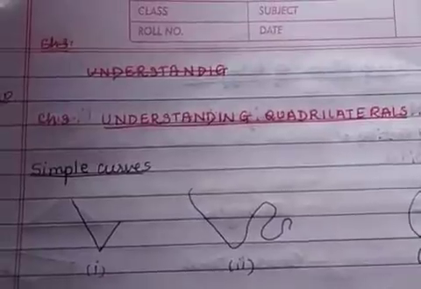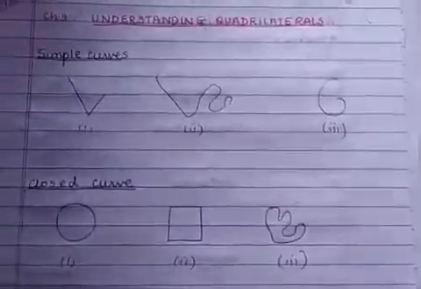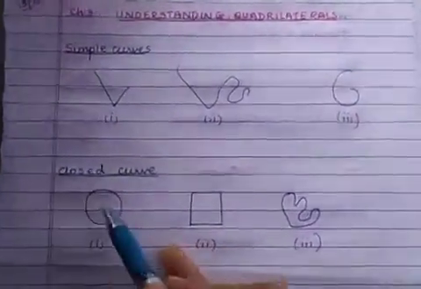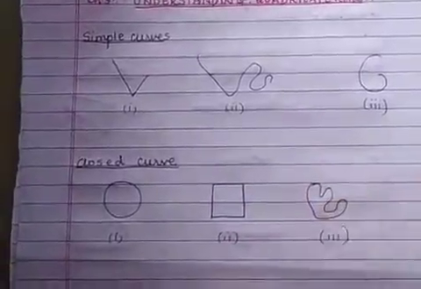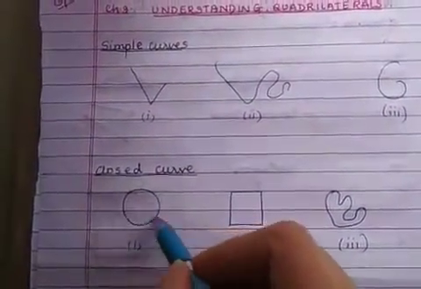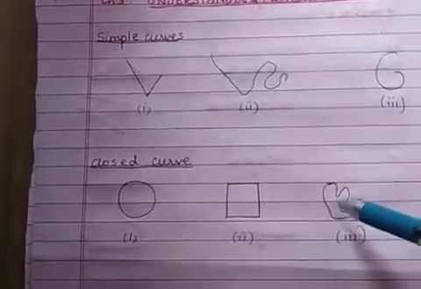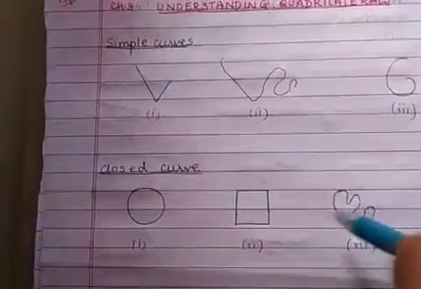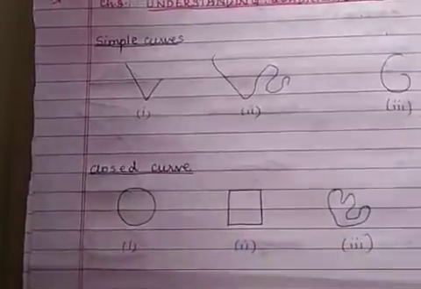Then next you have what is called a closed curve. So what are closed curves? The word itself makes it clear to you. Curves which are closed are called closed curves. You can see this is closed at all the points, right? So these are closed curves.